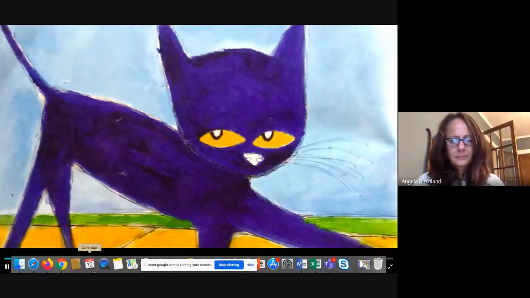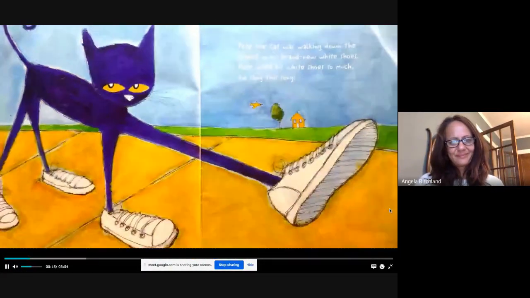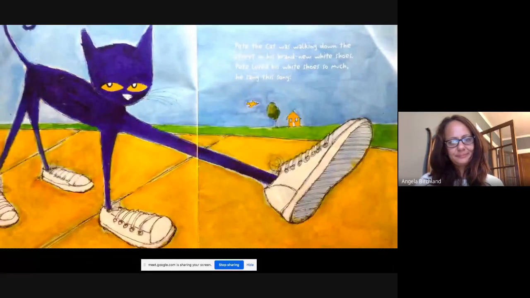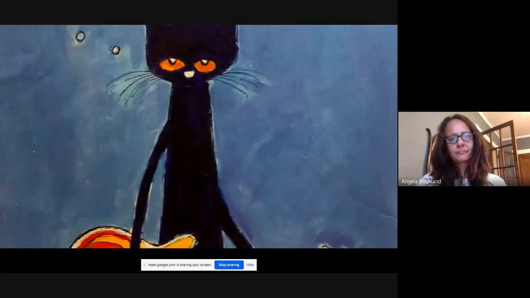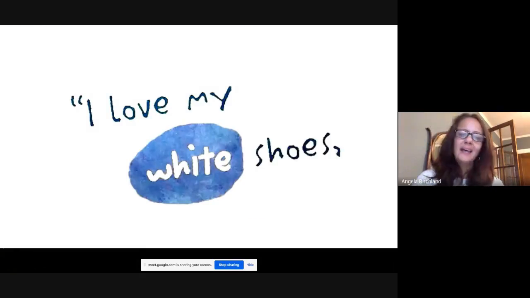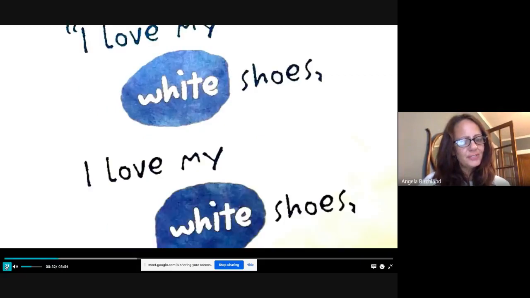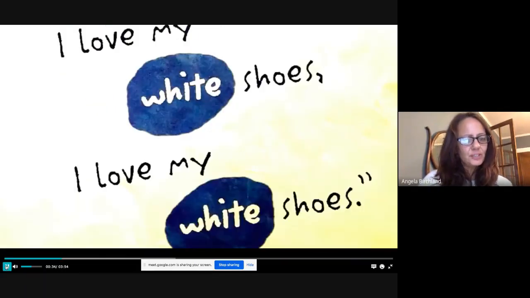Pete the cat was walking down the street in his brand new white shoes. Pete loved his white shoes so much, he sang this song. I love my white shoes. I love my white shoes.